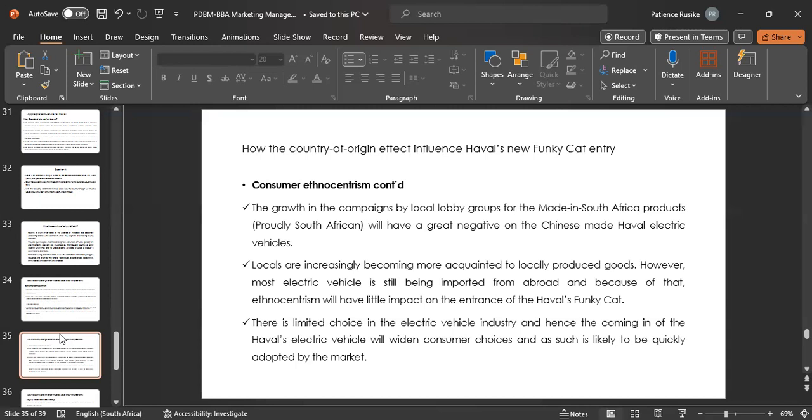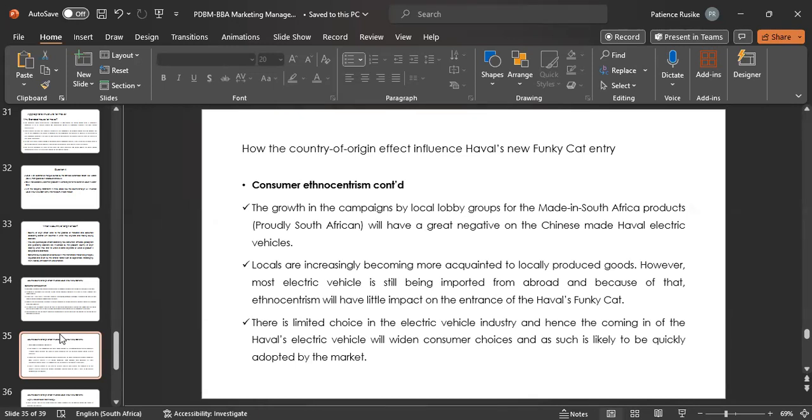But then when we look at the electric vehicle, I think we haven't, as a country, even reached that stage. So most electric vehicles are still being imported from abroad because that's where it started. So when you're talking in the context of AVAO, we can say that ethnocentrism might have a little impact, because locally, we don't have our own electric cars that we produce here and say this is a product of South Africa. So in that sense, ethnocentrism might not work. People might just end up accepting the product.